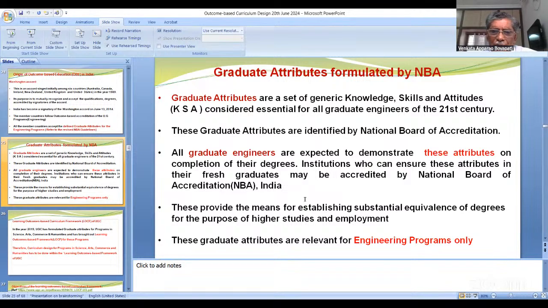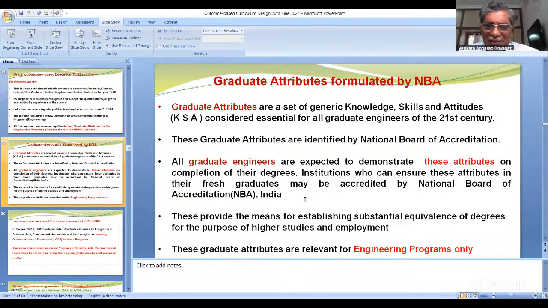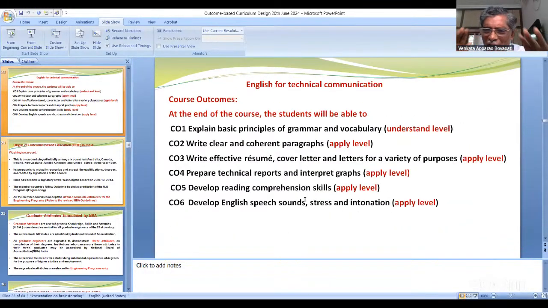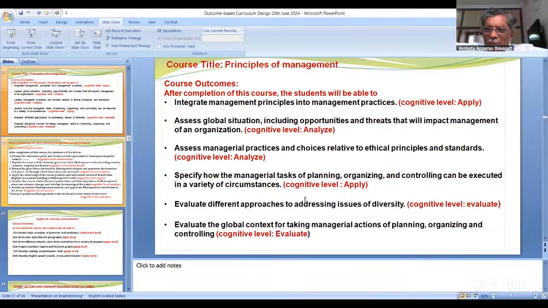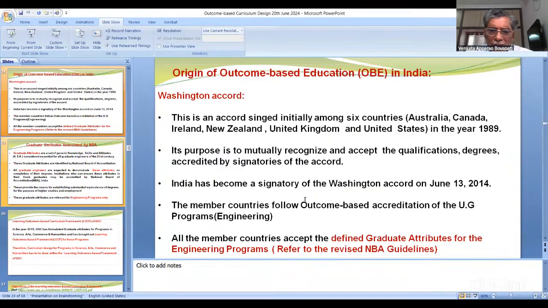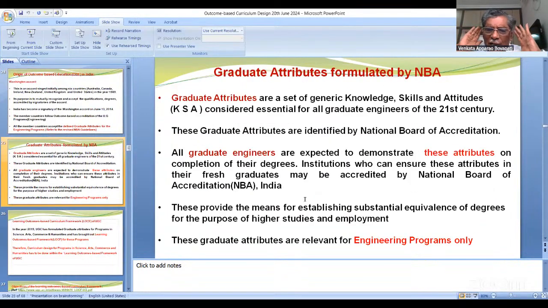Then graduate attributes formulated by NBA. When we talk about graduate attributes, they are a set of knowledge, skills, and attitudes, KSA, considered essential for all the graduate engineers of 21st century. These graduate attributes are fixed by National Board of Accreditation in comparison with the graduate attributes of the member countries. So all graduate engineers are expected to demonstrate these graduate attributes after completion of their degrees.